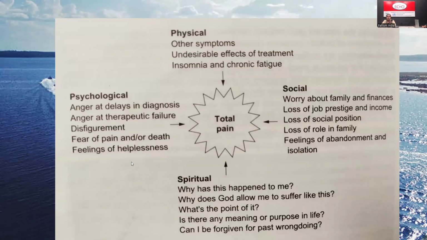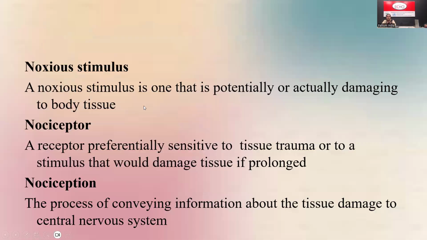So these are the total pain concept: physical, psychological aspect, spiritual aspect, and social aspect. And we are moving on to the next session. To learn more about pain, you should know all these definitions, like noxious stimulus. You might already know this. A noxious stimulus is one that is potentially or actually damaging to body tissue.